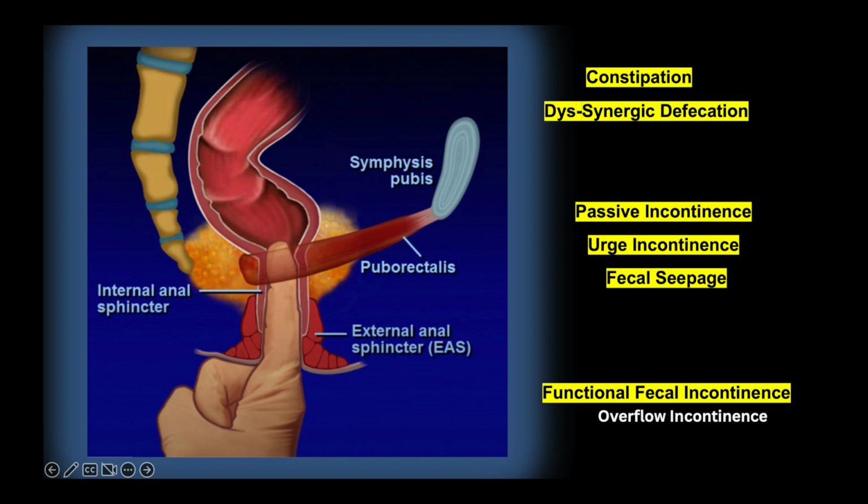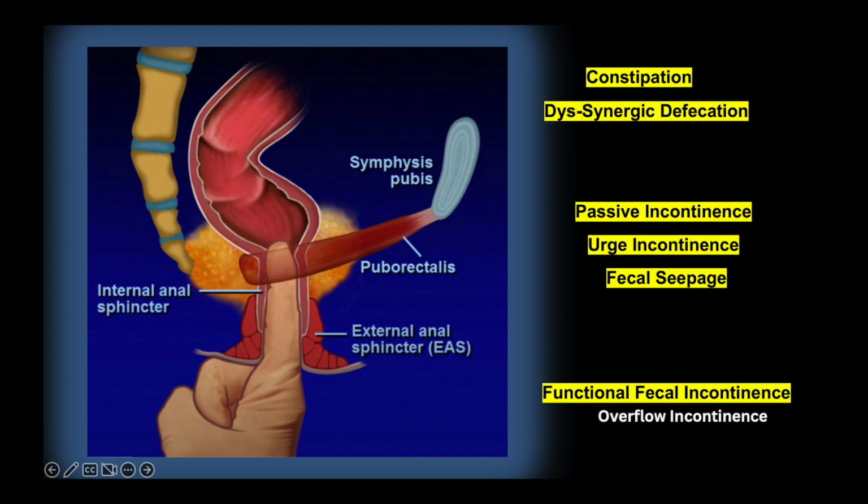While in urge incontinence, the patient has a strong desire or urge to go to the washroom, but she can't hold it. It's because of a defect at the level of the external anal sphincter, which is under the influence of the pudendal nerve, a branch of the sacral somatic plexus. Fecal seepage is when the patient doesn't realize and leaks.